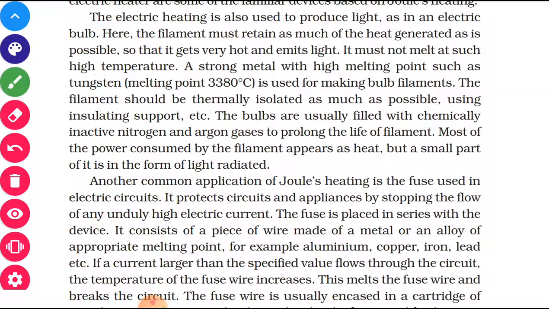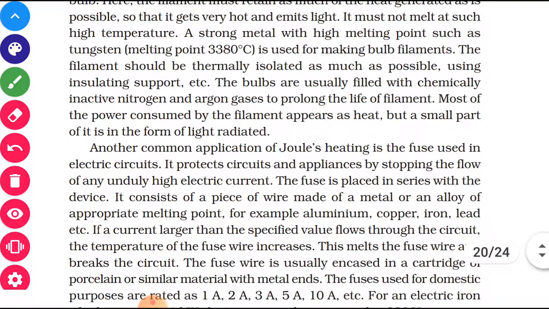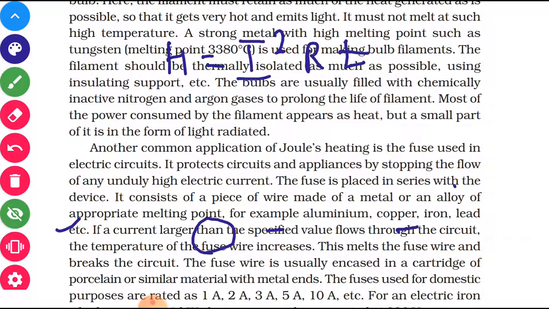Here the filament must retain as much of the heat generated as possible so that it gets very hot and emits light. So the heating effect of electric current is used in the filament bulb also. It must not melt at such high temperature, and that is why tungsten is used, whose melting point is very high, about 3380 degrees Celsius.